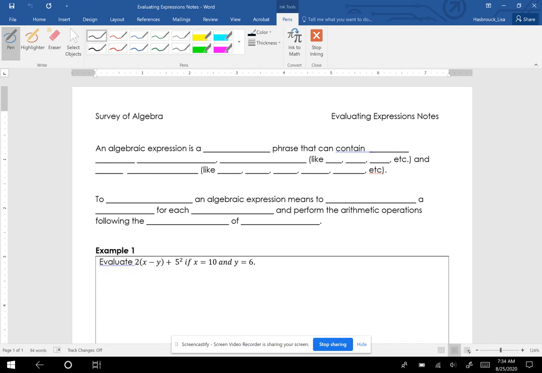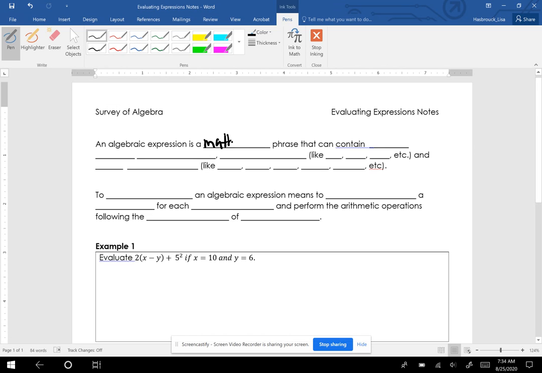An algebraic expression is a mathematical phrase that can contain ordinary numbers, variables like a, x, y, etc., and operations like addition, subtraction, division, multiplication, exponents, etc.